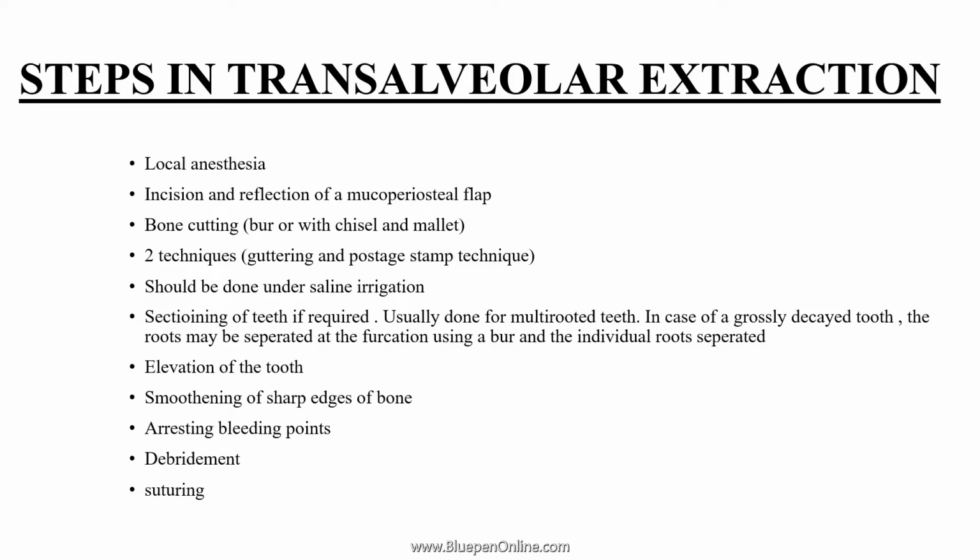You will elevate it. Now after removal of the tooth, what's the next point? You will smoothen the sharp edges. If there are some sharp edges, definitely you have to smooth them, right? To avoid what? Further trauma. You have to address the bleeding points, right? Then debride that area, suture that area. These are all the steps. Is it clear?